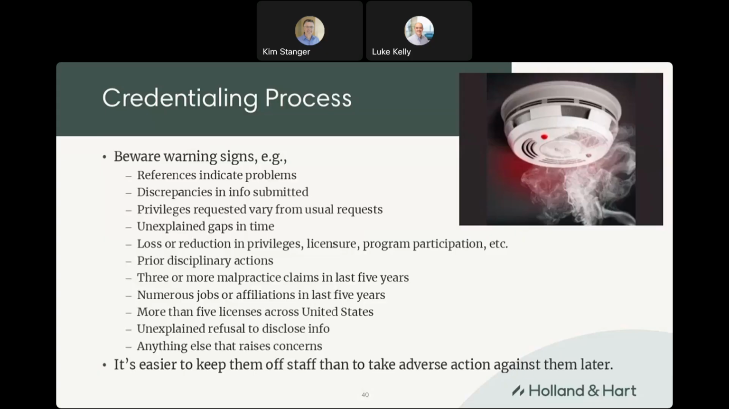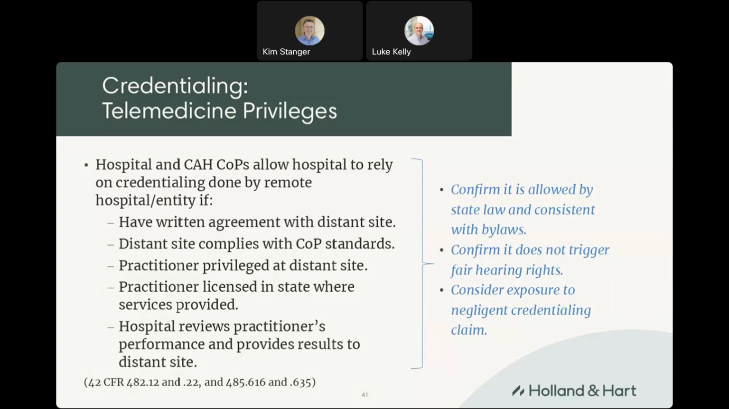So be careful about just deep sixing or ignoring those concerns that may come up along the way. All right, I mentioned before that the general rule is you can't have credentialing by proxy. You can't just rely on proxy credentialing, that because this physician has privileges at this other hospital, we're going to automatically grant him privileges at our hospital. That generally is not allowed under applicable standards.